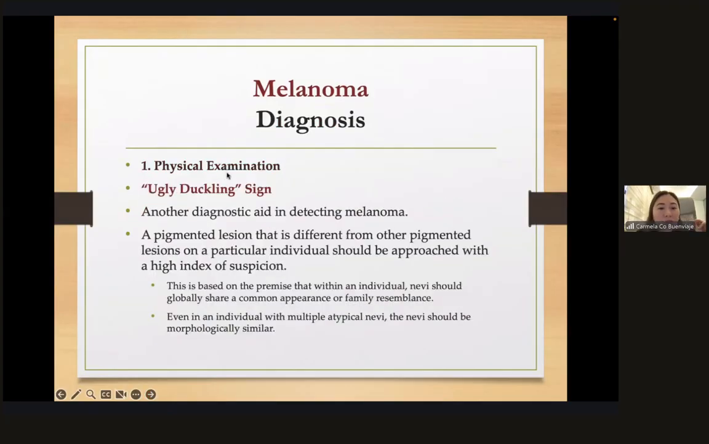So again, on physical examination, aside from A, B, C, D, E, we can look for the ugly duckling sign. So this is another diagnostic aid. It's a pigmented lesion that is different from other pigmented lesions on a particular individual. Therefore, we should approach it with high index of suspicion. So for example, the patient has a lot of nevi, but there's this one nevus that looks different from all the others, and that's called the ugly duckling sign, and we should do a biopsy.